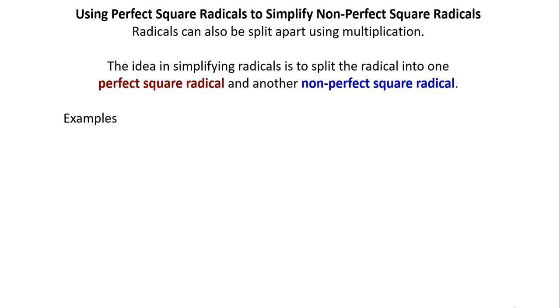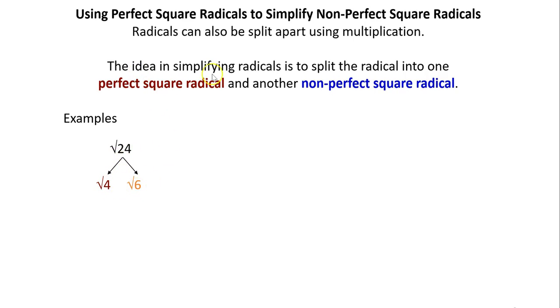So take a look at my first ones. So I've got the square root of 24. So all those perfect square radicals that we talked about, root 4, root 9, after root 9 comes root 16, then root 25. So I want to think about which one of those perfect square numbers goes into 24. Well, I know that 4 does. So I can split this up into root 4 times root 6.